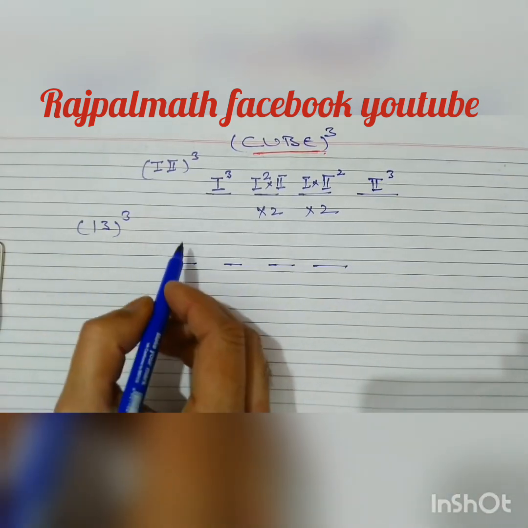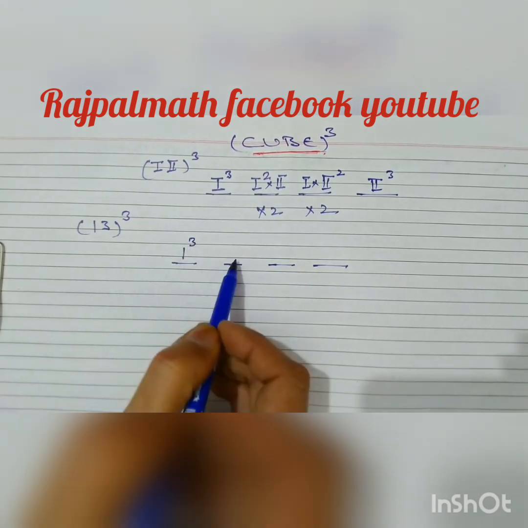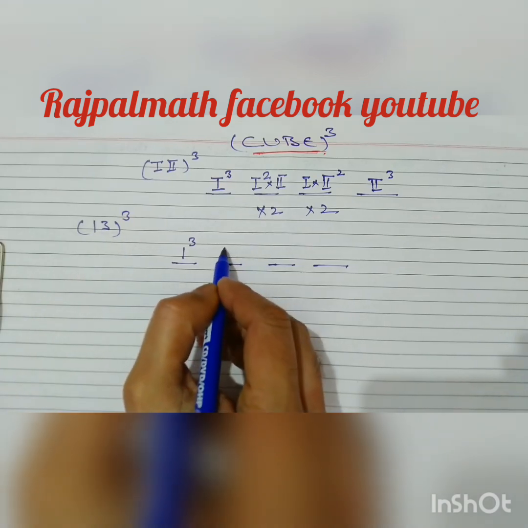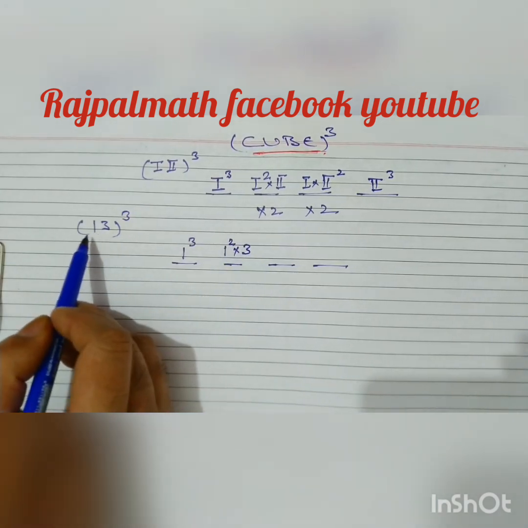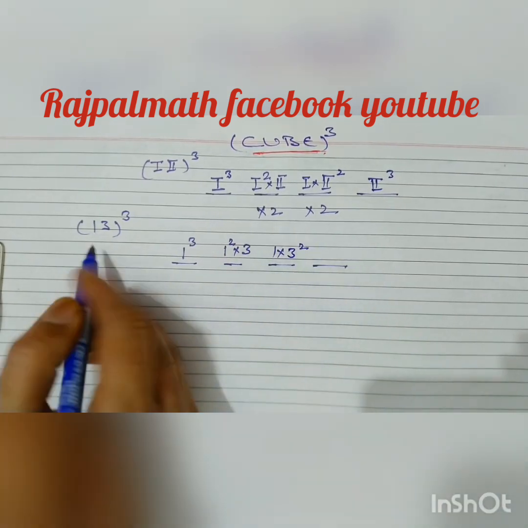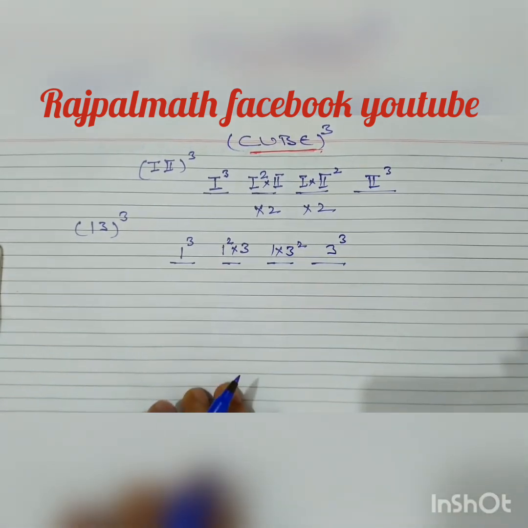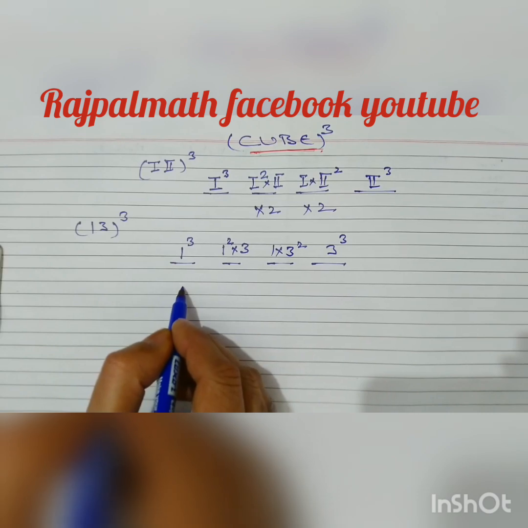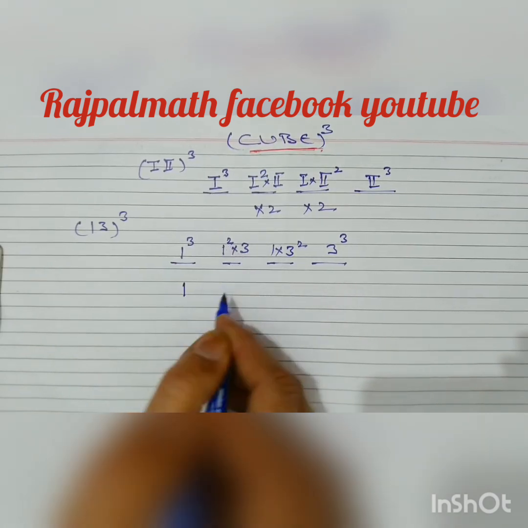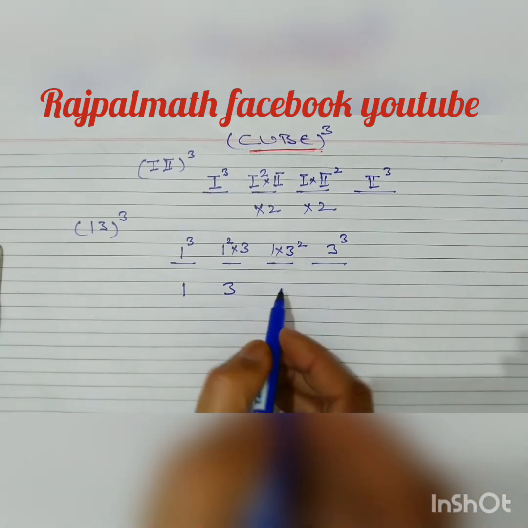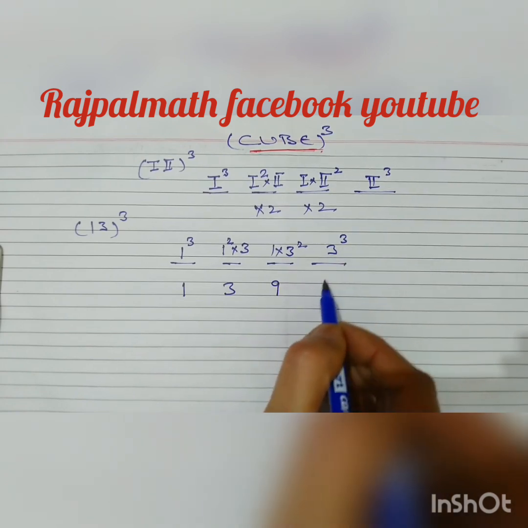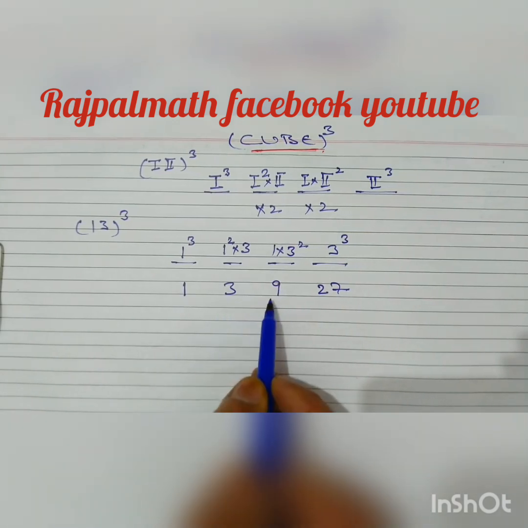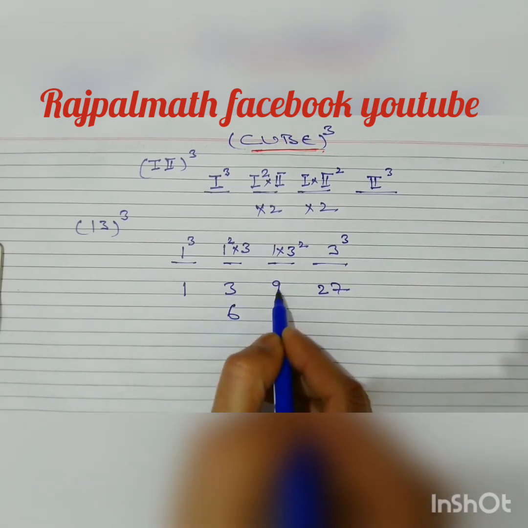Cube of first digit means 1 cube. In the second slot, square of first digit into second digit means 1 square into 3, for the third slot 1 into 3 square, and for the last 3 cube. Clear? Which becomes 1, then 1 into 3 is 3, 3 square is 9, 9 into 1, 9, and 3 cube is 27. We double the two numbers in the middle, means 3 into 2, 6, and 9 into 2, 18.